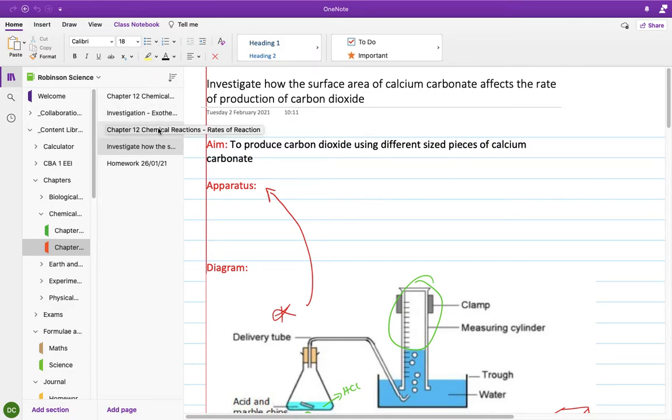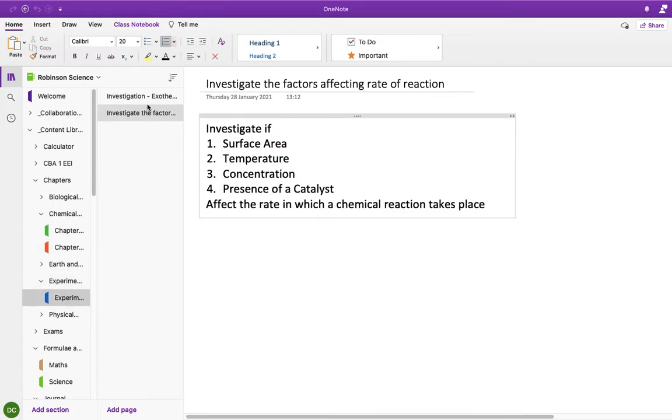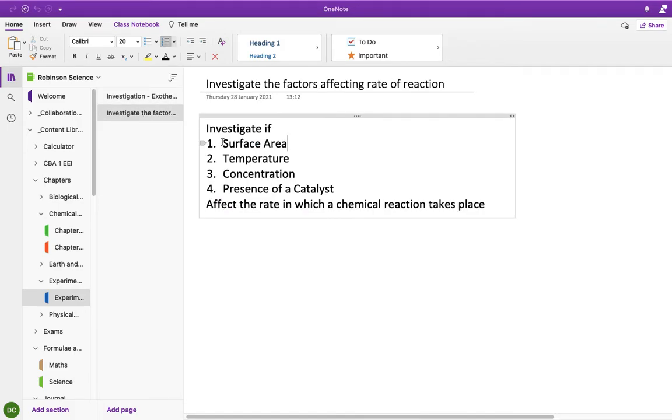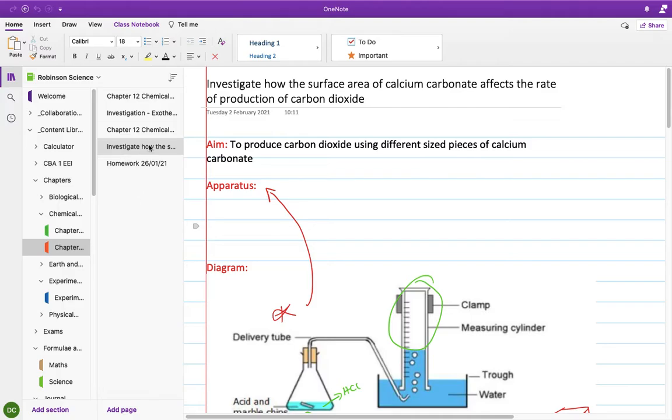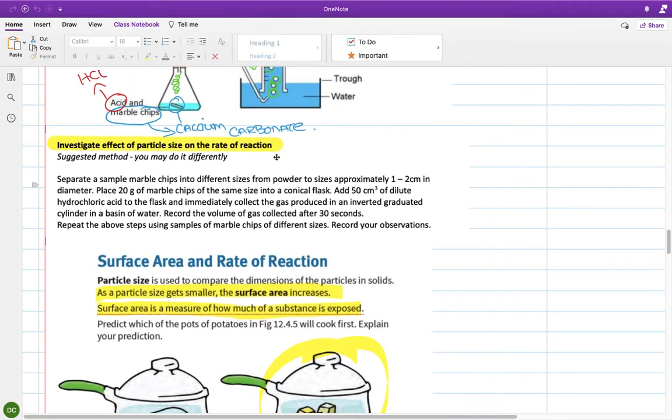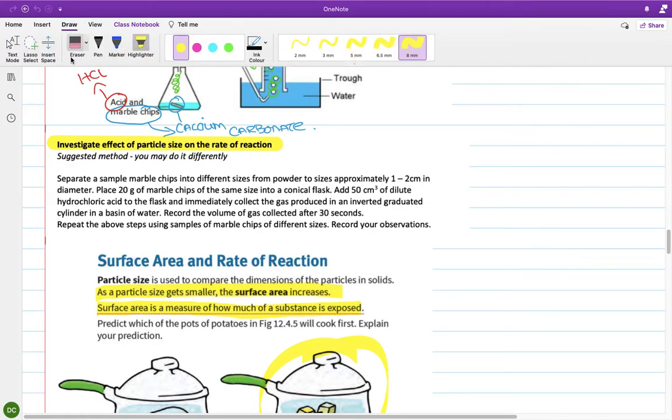And then when we go into school, we'll be able to, I think I added it in here. Yeah, I have them in here. So we have to do the exothermic and endothermic reactions. And then the next one is investigate if surface area is the one that we talked about on Tuesday.